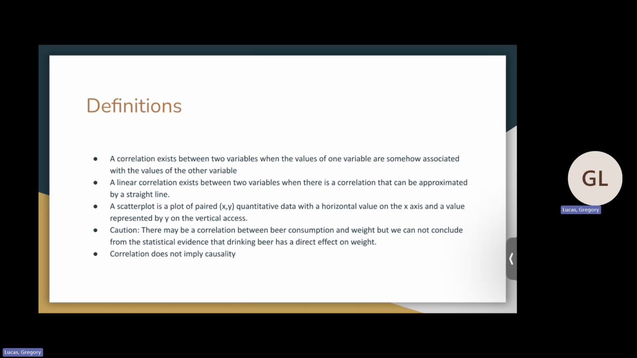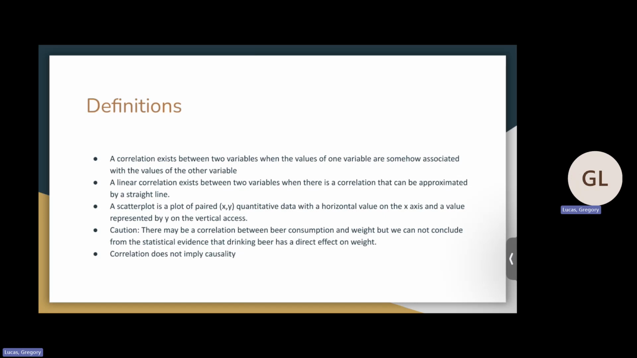So big caution here. There may be a correlation between beer consumption and weight, but that doesn't conclude from the statistical evidence that drinking beer has a direct effect on weight. Meaning, I could, let's say, be a heavier weight and not consume any beer, or vice versa. I could be a very small weight and consume a lot of beer. Just because there's a correlation does not imply that is the causation. So big key here, correlation does not imply causation or causality.